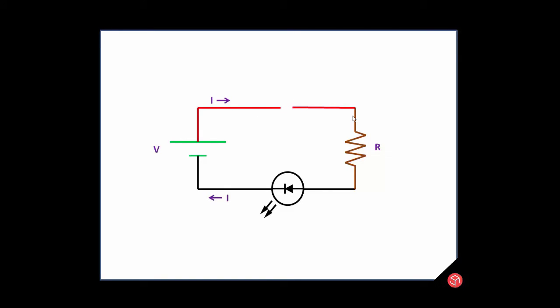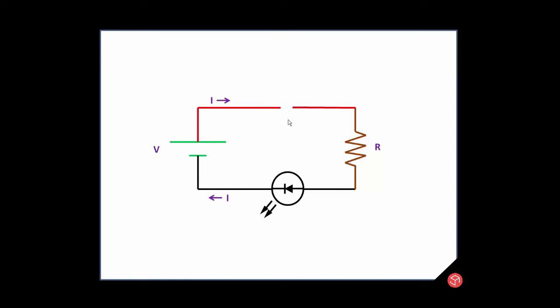Then I go through a resistor, and then I go through an LED. This is the symbol for an LED. Notice that the symbol has an arrow in it to indicate that for this to work, the current has to flow this way. In other words, this should be the positive end, this should be the negative end. And finally, the same current will go back to the power supply.